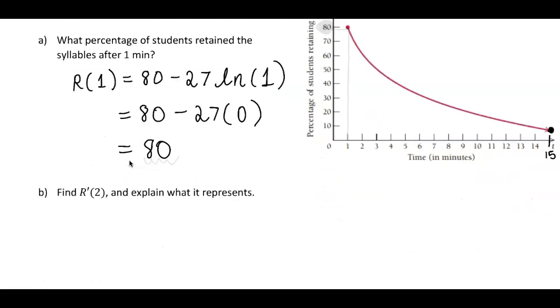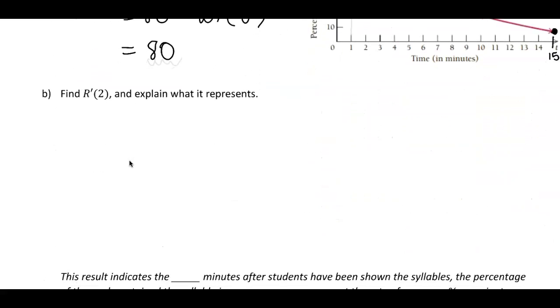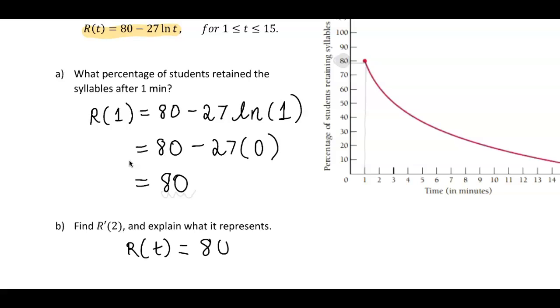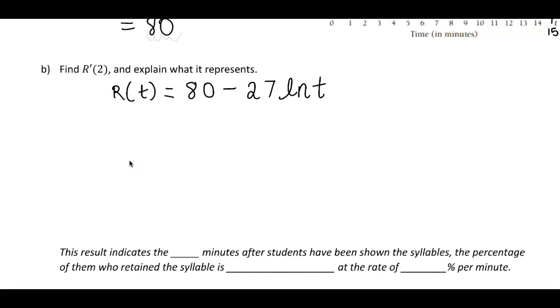Part B. Find R prime of t, and explain what it means. So first of all, we need to find R prime of t. Let me write down R of t here so that we can take the derivative right below it. I have 80 minus 27 natural log of t. It's an easy function. All right, so what is going to be R prime of t?